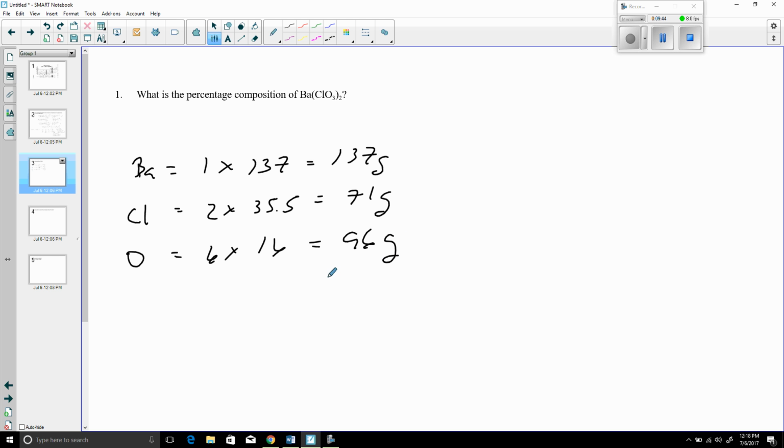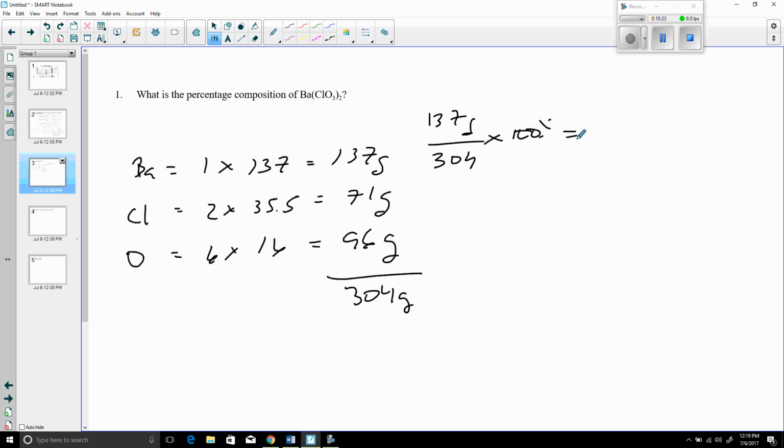Now, what's the total molar mass? We add all that up: 96 plus 71 plus 137, and we get 304 grams. That is not the answer. The answer is the percent composition of each, or that's what I'm interpreting anyway. So for barium, the percent composition is the 137 grams that the barium is contributing divided by the total mass of the entire compound, which is 304, and then you multiply that times 100%.